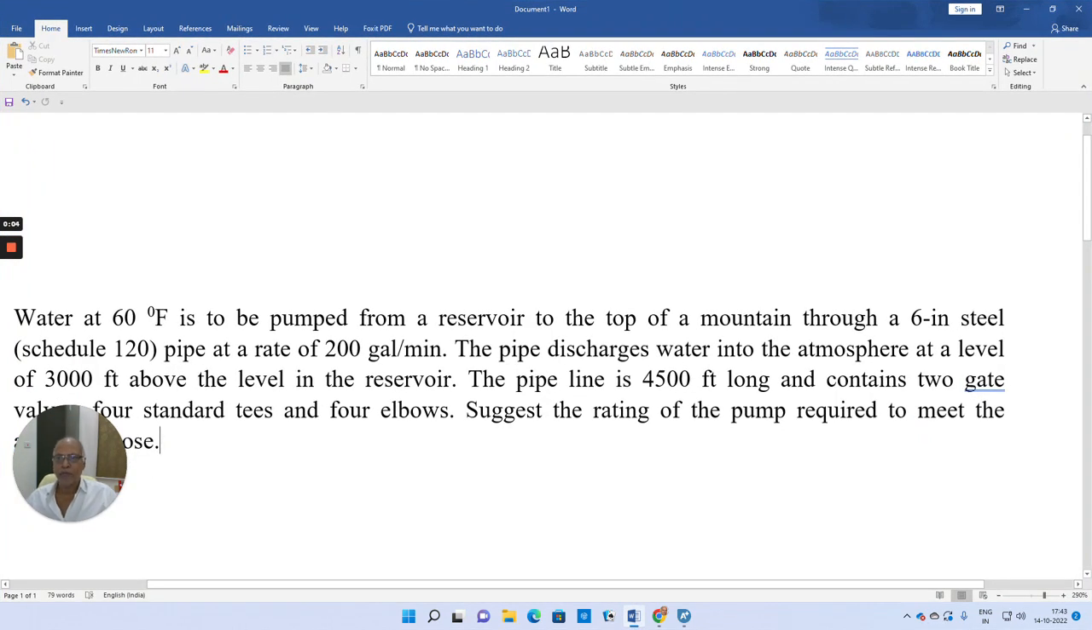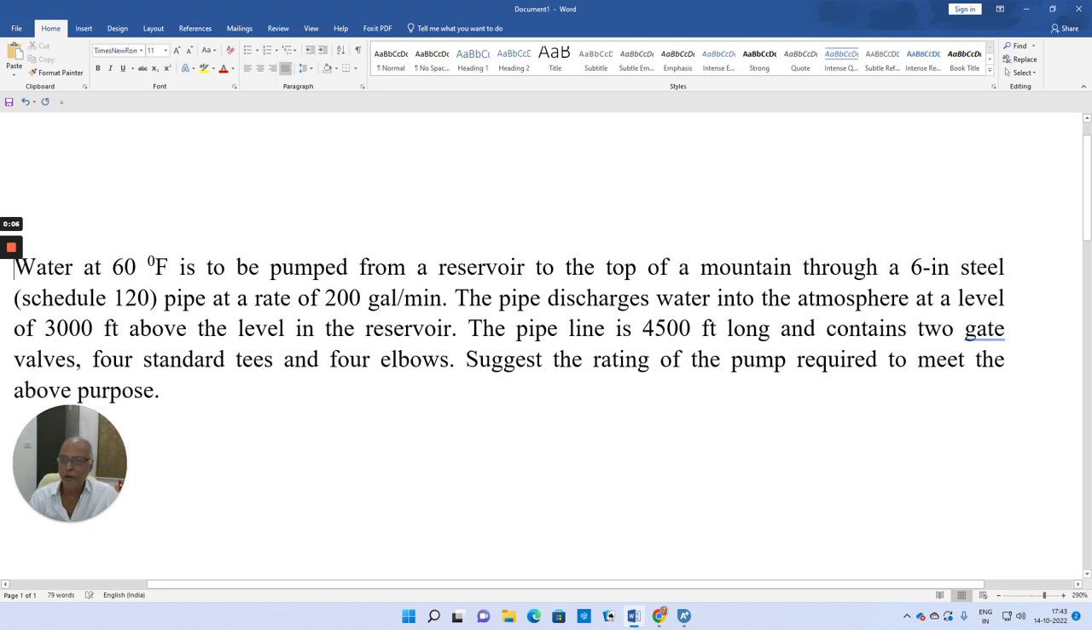Good morning once again. In this problem, I would like to deal with simulating a pump. In fact, some of such problems you might have worked using Bernoulli's theorem. Most of those problems involving Bernoulli's theorem can also be simulated, and you should be in a position to solve such problems.